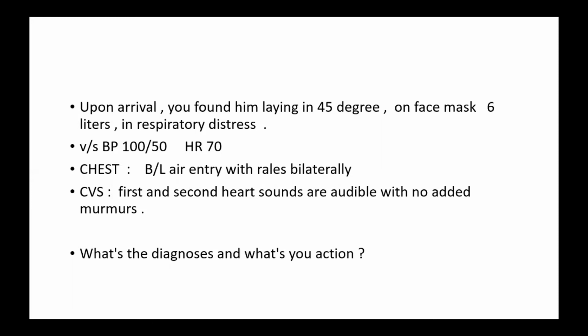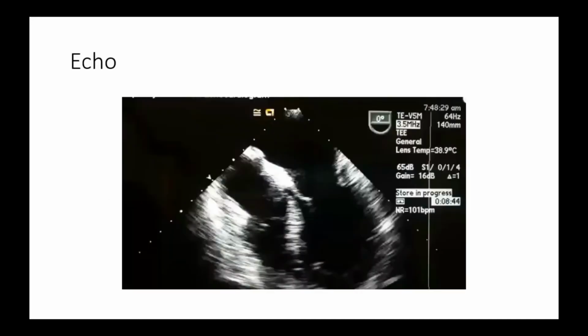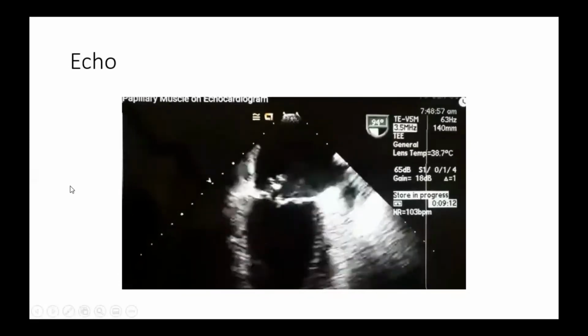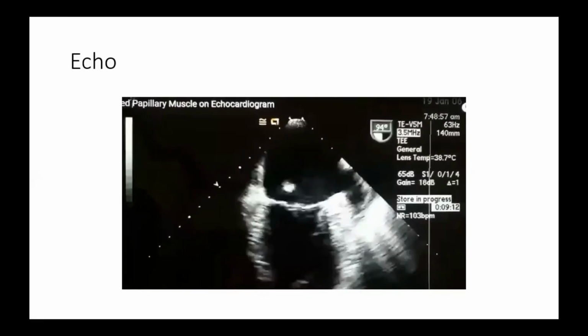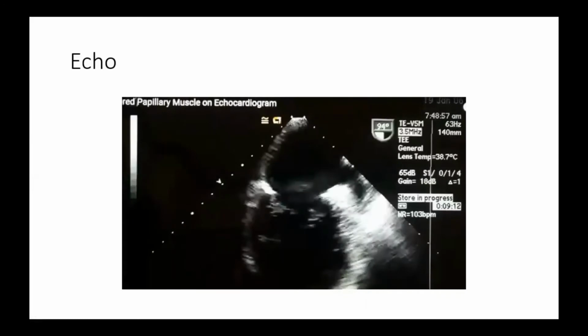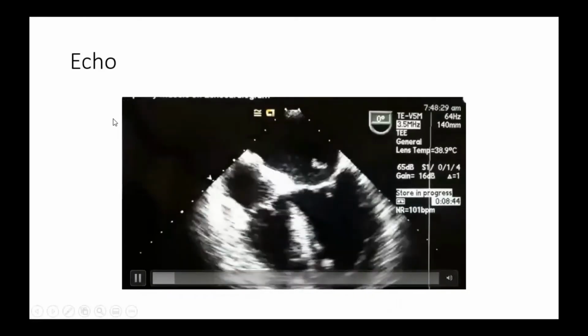What is the diagnosis? Going without a murmur, my diagnosis is a mechanical complication in the form of severe MR. What will you do next? Okay, bedside echo immediately. So that was his echo. There is a ruptured papillary muscle. Okay, so there is a posterior ruptured papillary muscle.